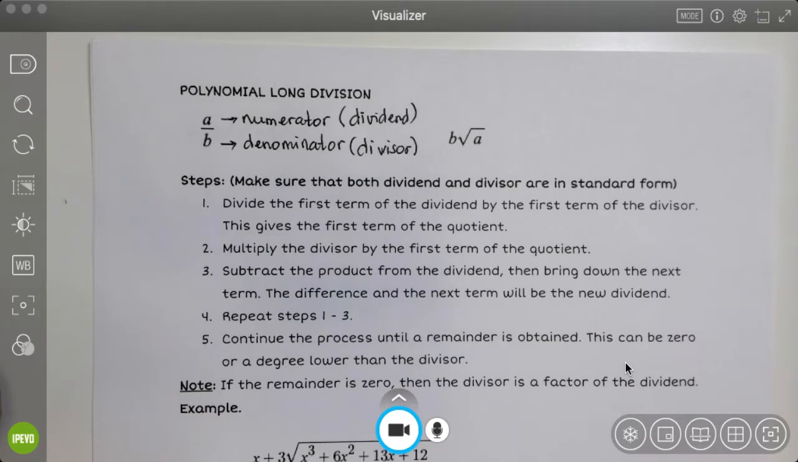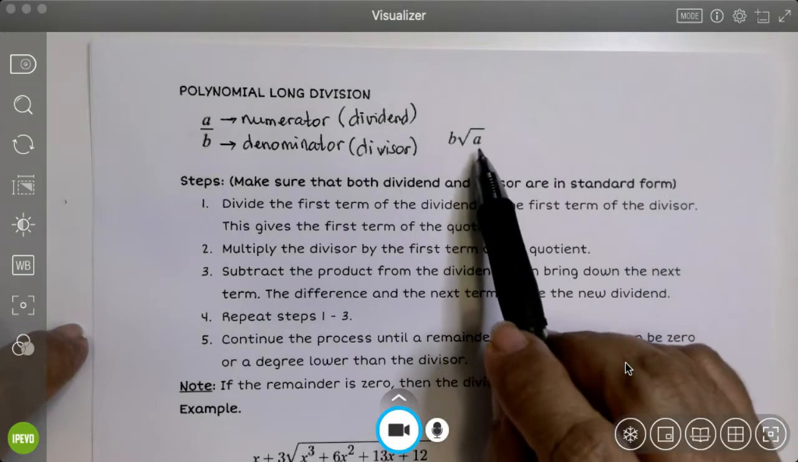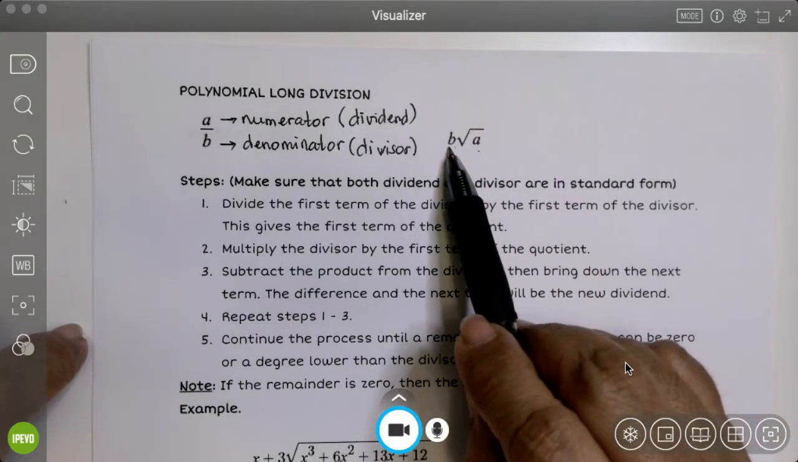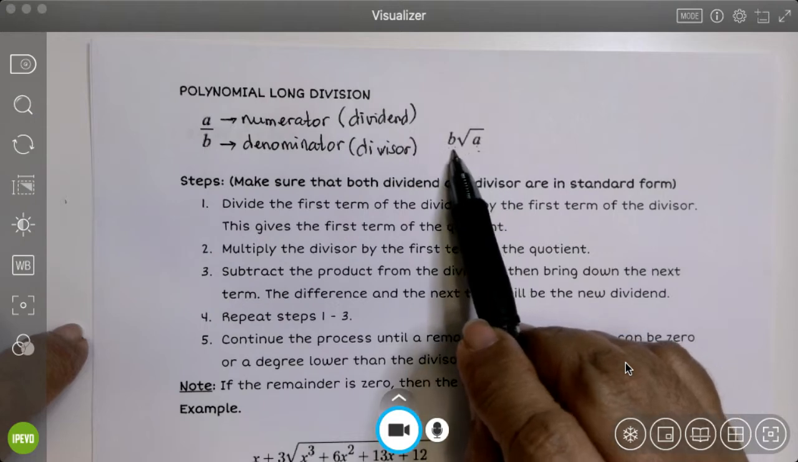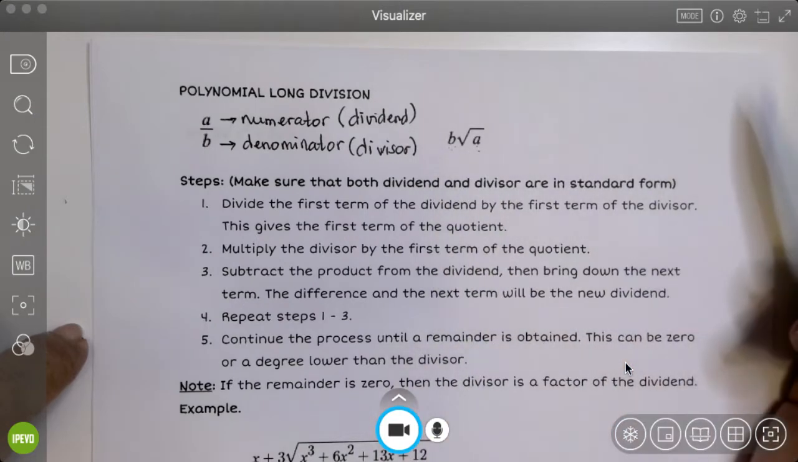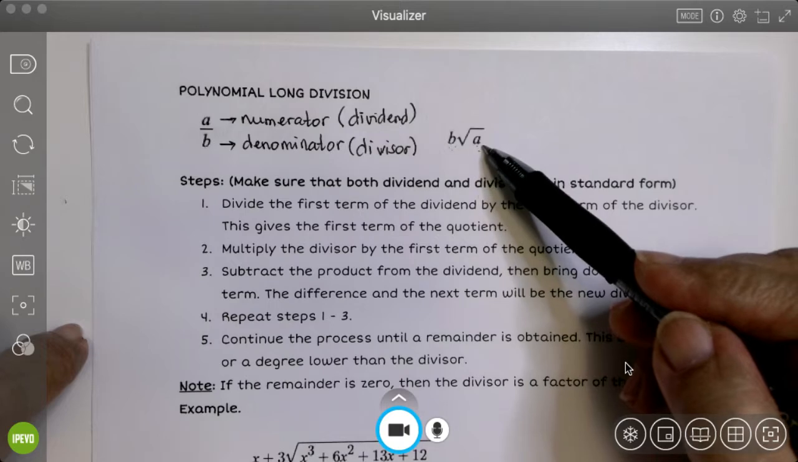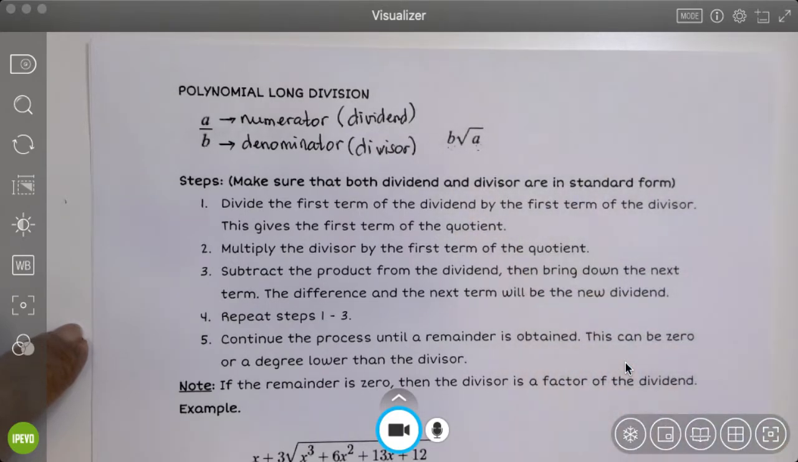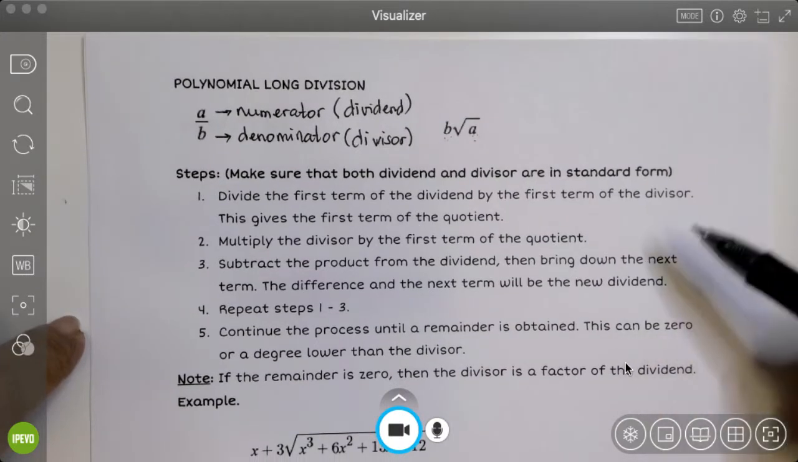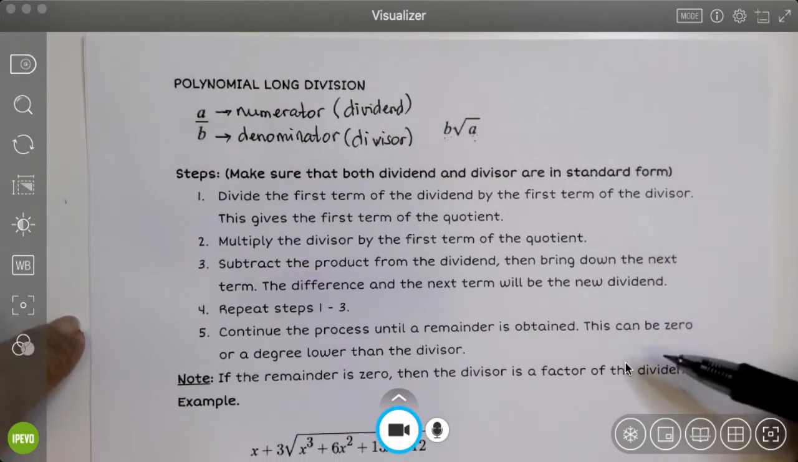If we are doing long division, we need to write down the fraction, if it is given in fraction form, into a divided by b. So the numerator goes inside the division symbol, and the denominator goes outside of the division symbol. A is your dividend, b is your divisor. We will follow the following steps in dividing polynomials using long division.